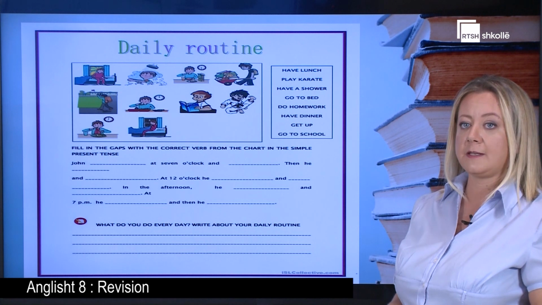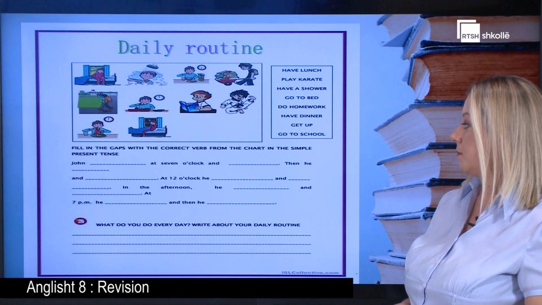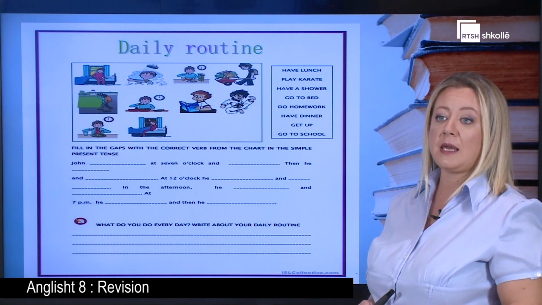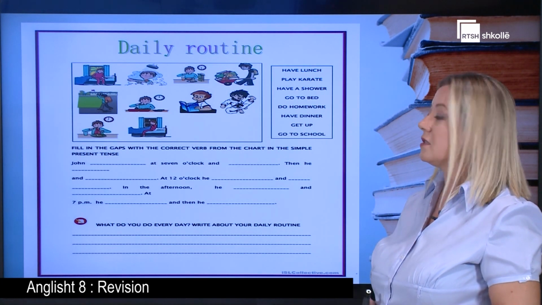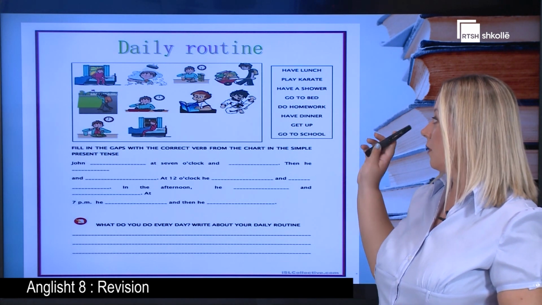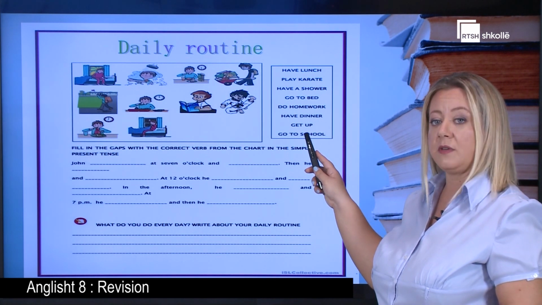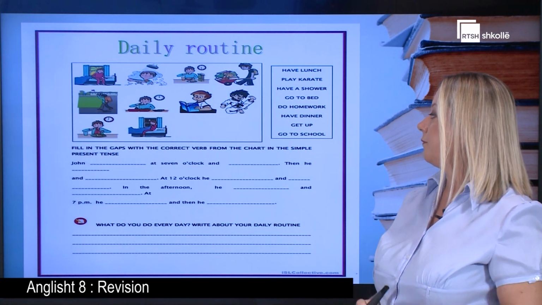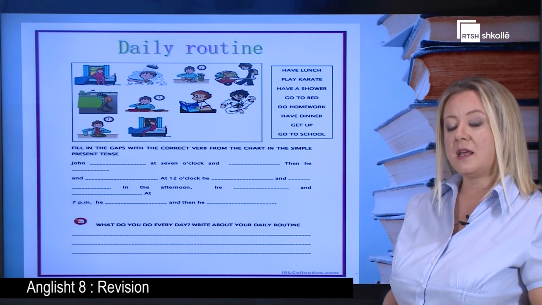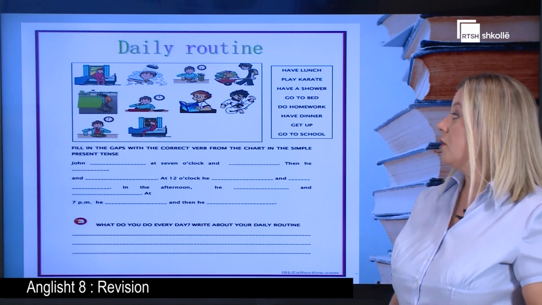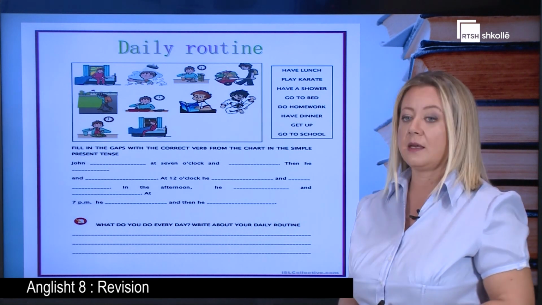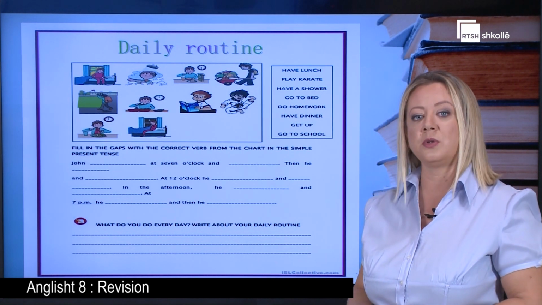Here is an exercise that you must do at home. It's about a daily routine. Someone explains or shows what he does during the day. You have some minutes to look at the expressions or activities and fill in the gaps with the correct verb form in the simple present tense. And then, as a homework assignment, you have to write about yourself. What do you do every day? Can you write a short article about your daily routine?